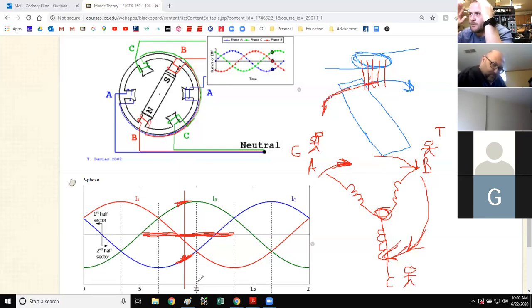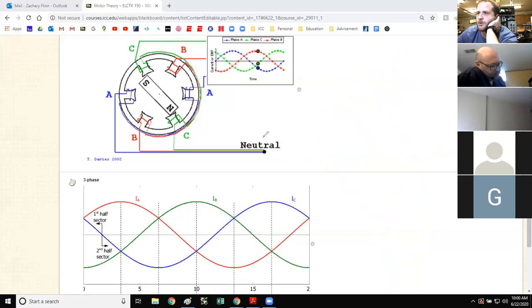The fact that it's alternating creates the rotating magnetic field all by itself. You don't need a commutator because it's reversing direction already. Okay, so once you understand that, you think about a single phase motor. It's the exact same thing, except you only have one phase. I'll try to draw that up.